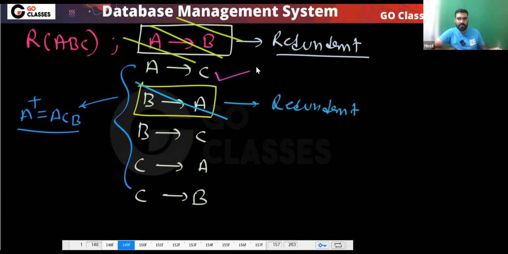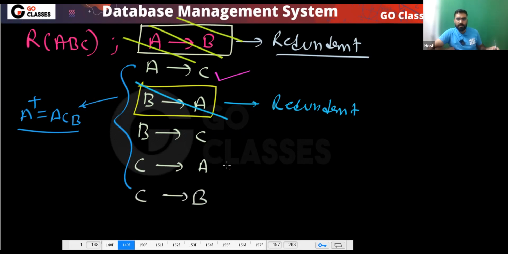B determining C. Can I remove this? You cannot remove this, right? What about C determining A? Can I remove C determining A? Can C determine A otherwise? No, I cannot remove this. Okay, can I remove C determining B? I cannot remove this. Okay, so did you notice?